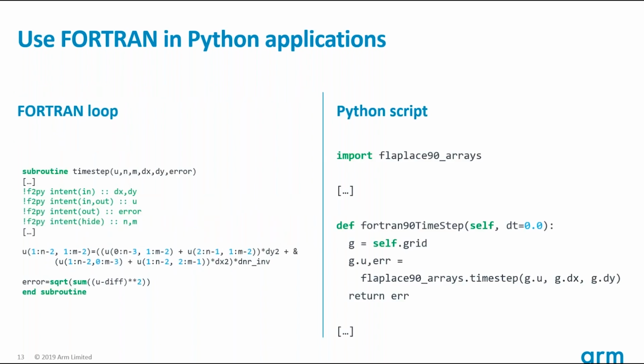Here are the major changes brought to our source code. The FORTRAN code looks fairly similar to our previous Python code with array notation. The main change consists in adding a few directives after the variable declarations to specify their in-out status to F2Py. In the Python script, once the module is imported, the function can be called in a straightforward way.